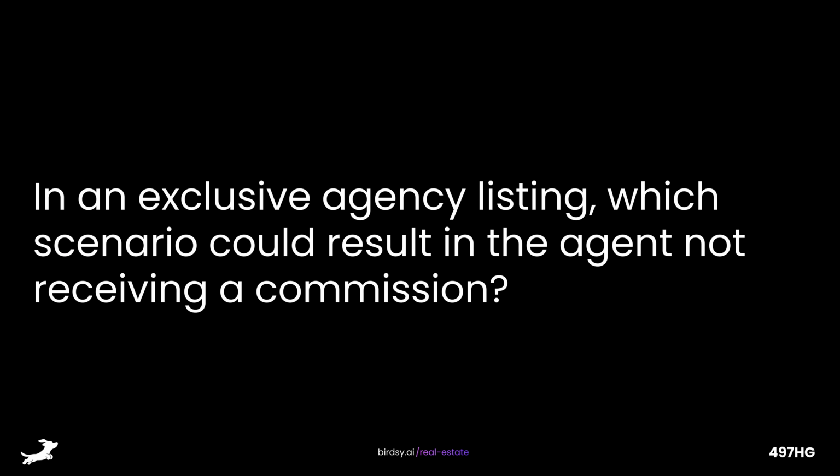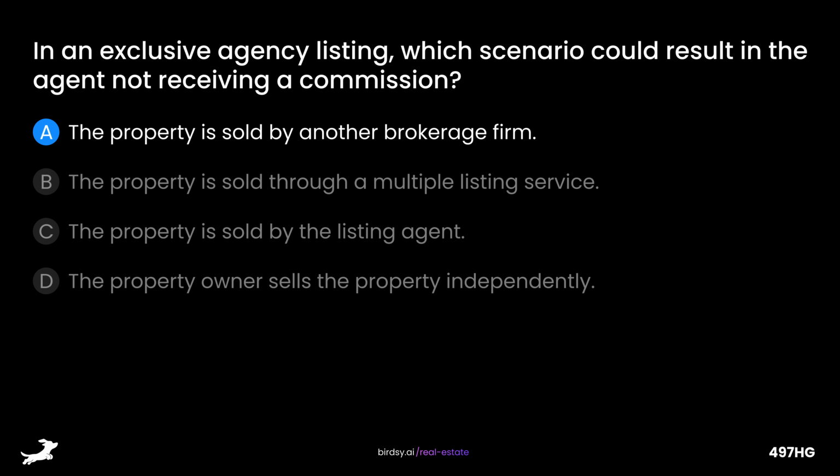In an exclusive agency listing, which scenario could result in the agent not receiving a commission? Is it A. The property is sold by another brokerage firm? B. The property is sold through a multiple listing service? C. The property is sold by the listing agent? Or D. The property owner sells the property independently? The answer is D. The property owner sells the property independently.